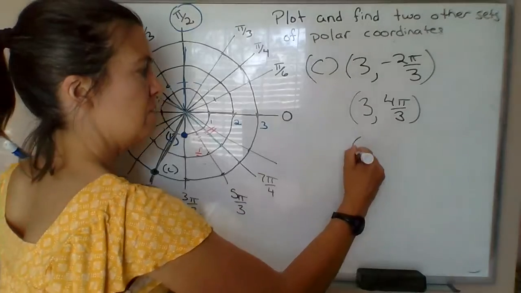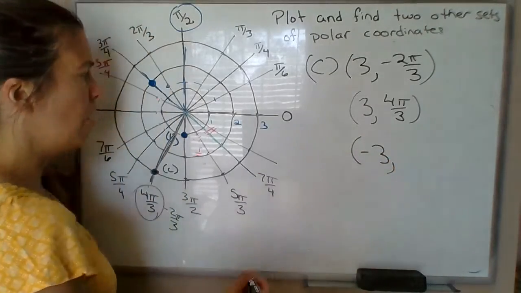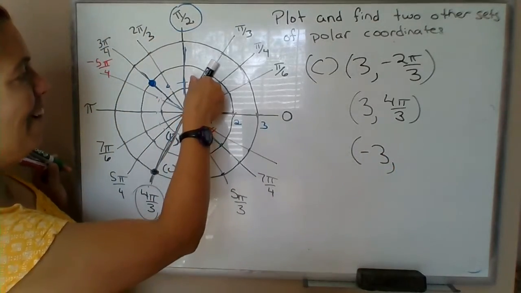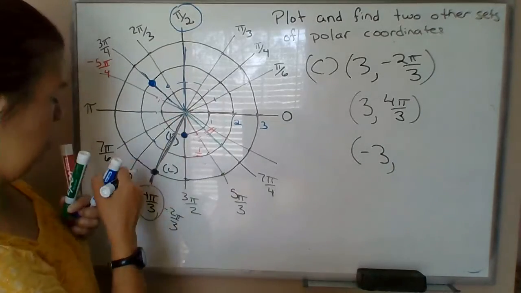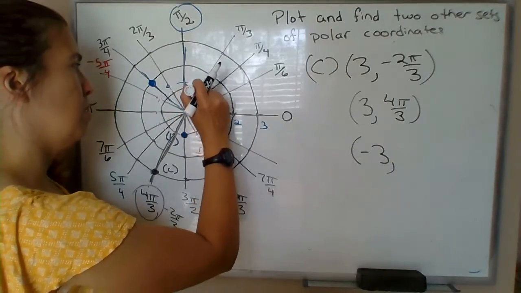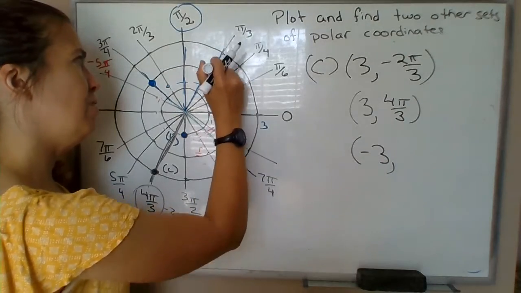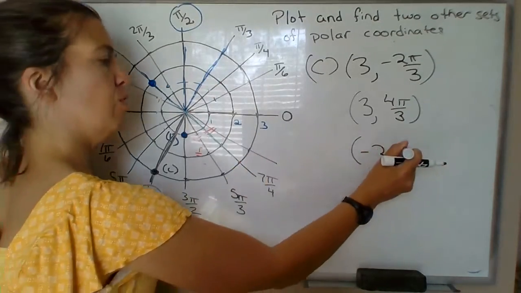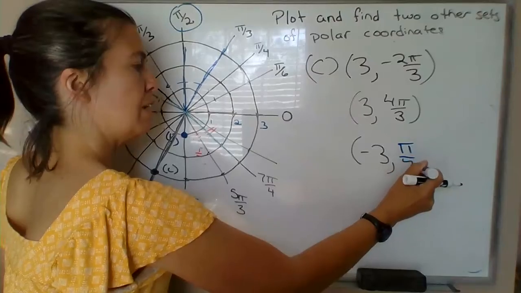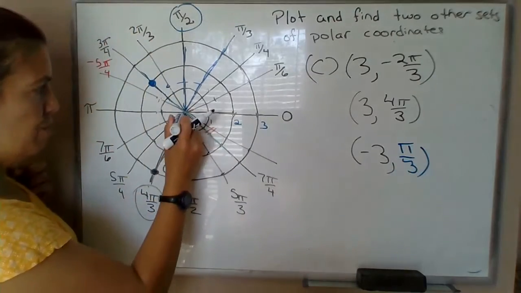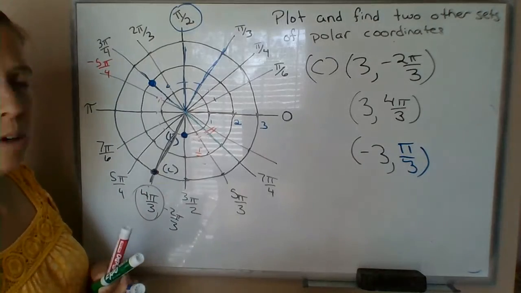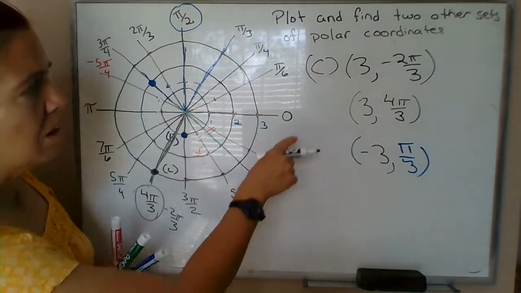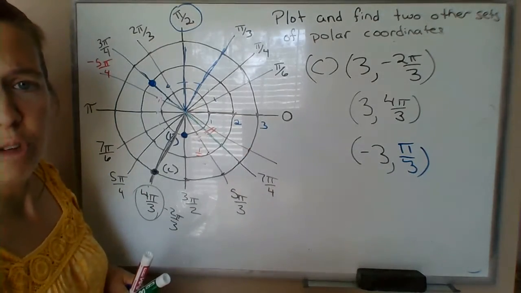Or, okay, let's say we use a negative 3 for our r. Then that would be negative 3 units. So we want to go in the opposite direction of this ray here. So of the pi over 3 ray, but go negative 3 units, that'll move you back into quadrant 3 here. So there's another set of polar coordinates corresponding to that point at 3, negative 2 pi over 3.